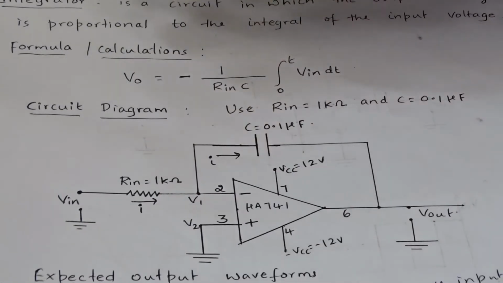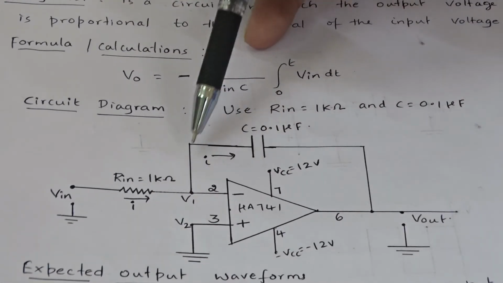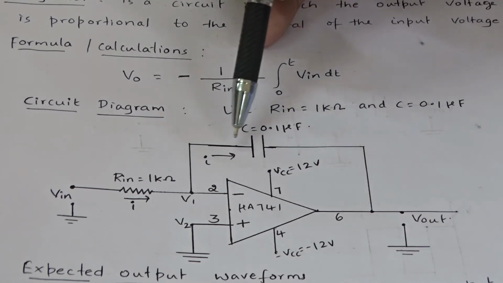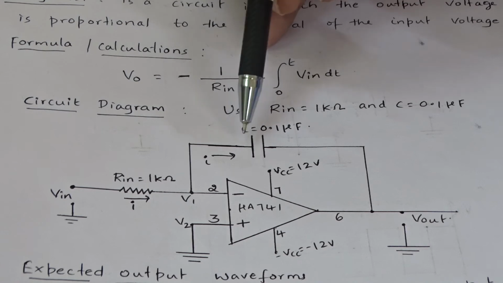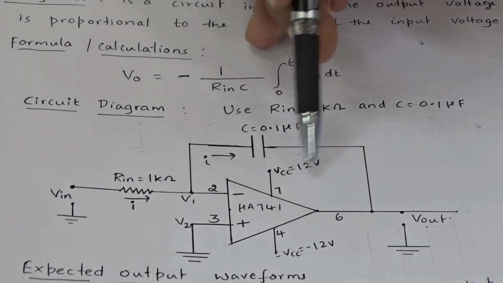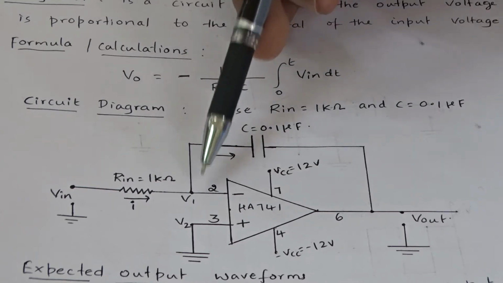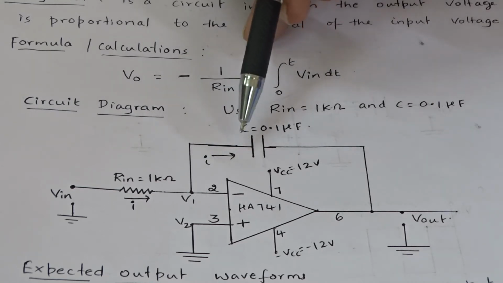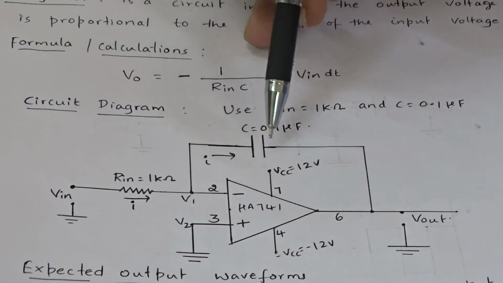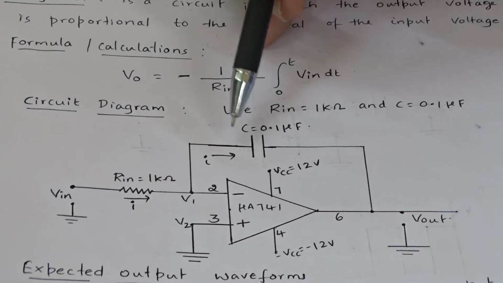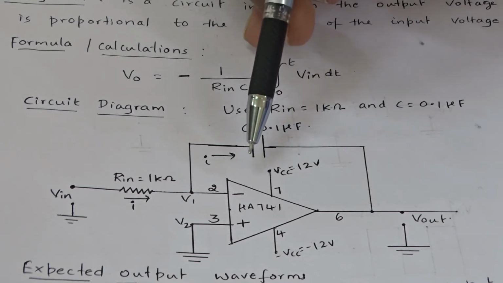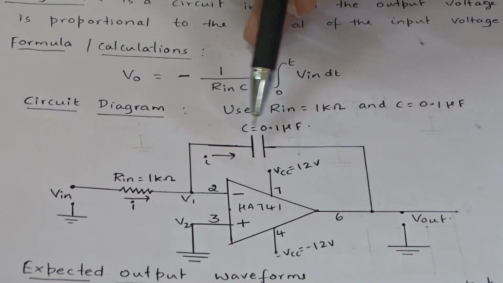Similarly, the current through the capacitance is given by I equals C times d/dt of (V1 minus V0). Since V1 is equal to 0, I equals C times d/dt of (minus V0). So the equation will be I equals minus C times d/dt of V0.